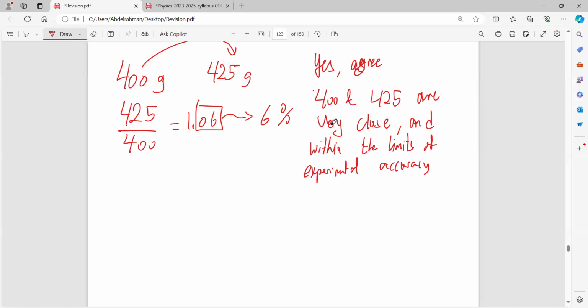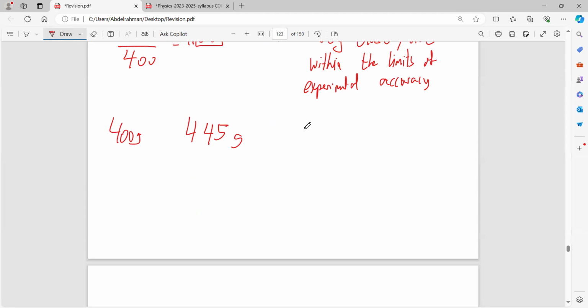And then there's a gray area between 10% and 15%. This is more of a gray area. For example, if you had, let's say, 400 grams and the other reading was 450 grams, or 445 grams. For example, these two readings, are they far or are they close?